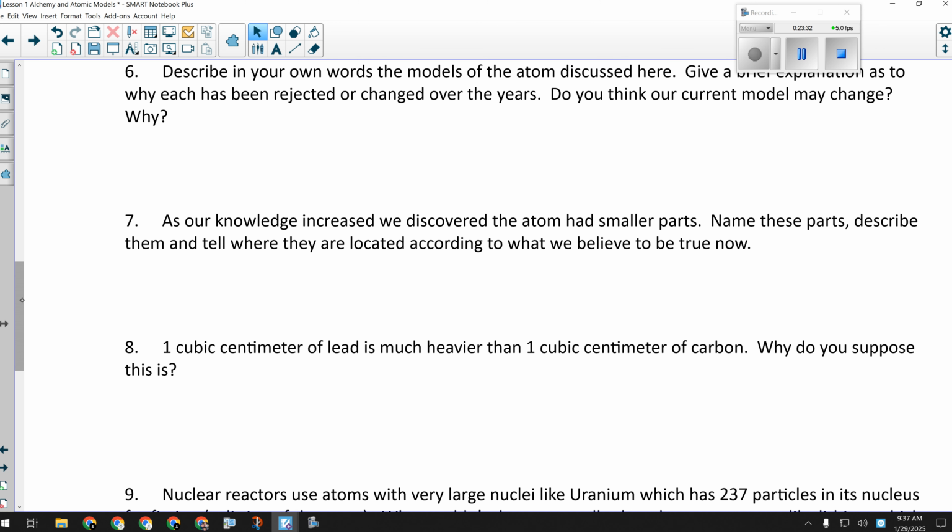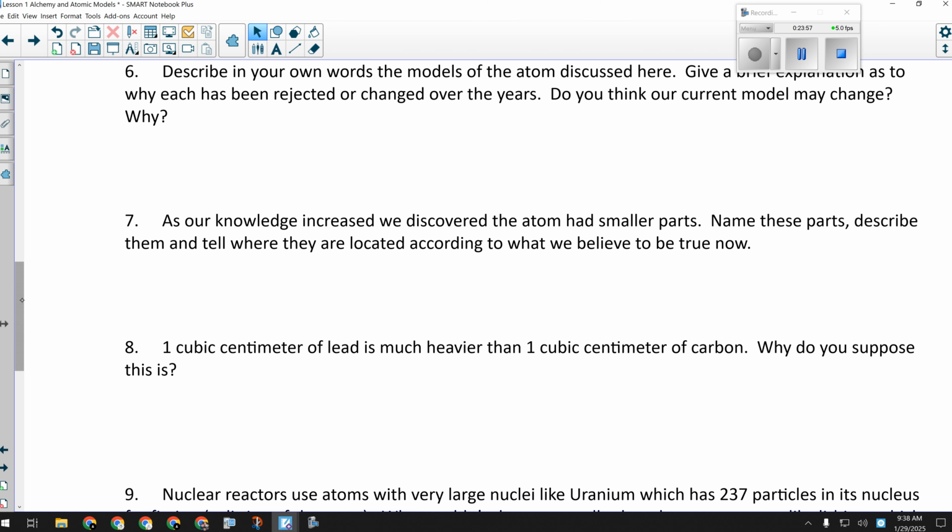Right, in the sphere? No. In the cloud, yeah. If you wrote surrounding the nucleus, that would also be fine, as long as you specifically state that they are not in the nucleus. Electrons surround the nucleus in the cloud. That would be good. Protons are obviously positive, neutrons are neutral, electrons are negative.